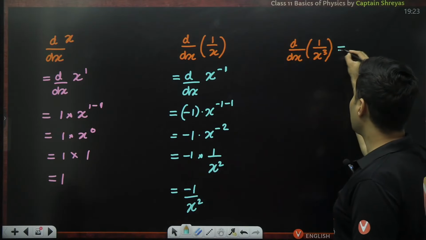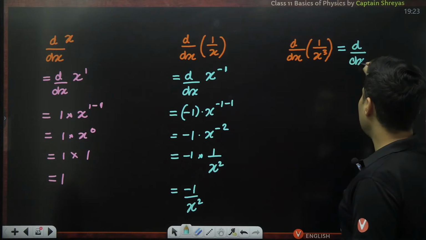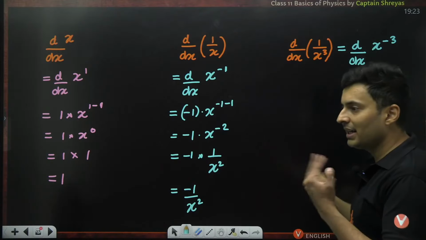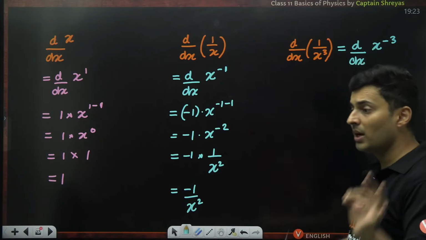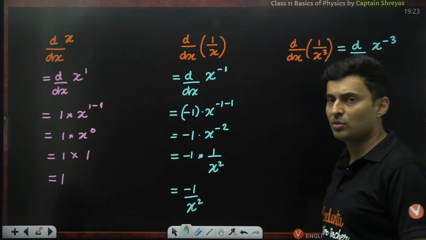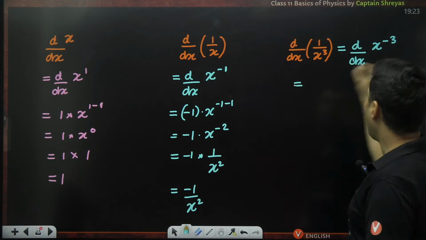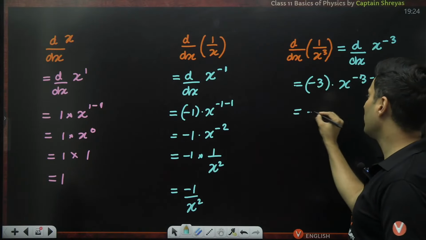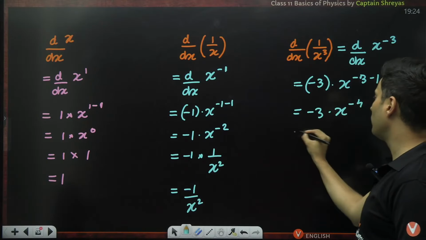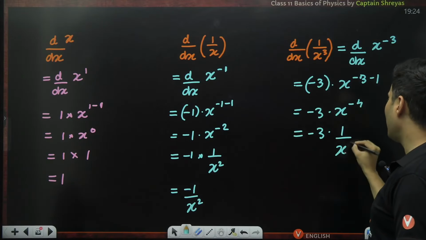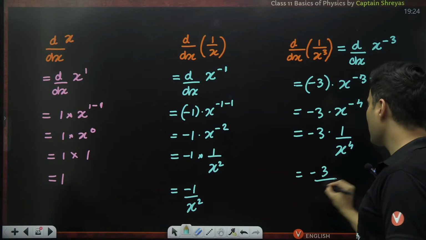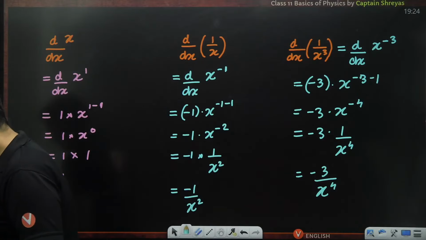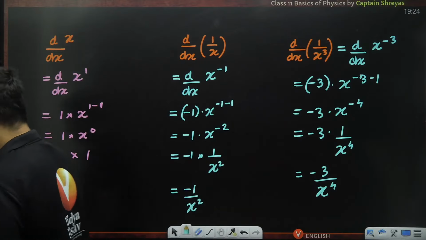This is as good as finding d by dx of x raised to negative power 3 when you shift it to the numerator. Always shift to the numerator and then solve. Don't solve it in the denominator, because you know the derivative of x raised to n, not of 1 by x raised to n. So that power is negative 3, bring it outside and reduce the power by 1, so minus 3 into x raised to minus 3 minus 1, which is minus 3 into x raised to minus 4, which is minus 3 by x raised to 4. That is how you get it.